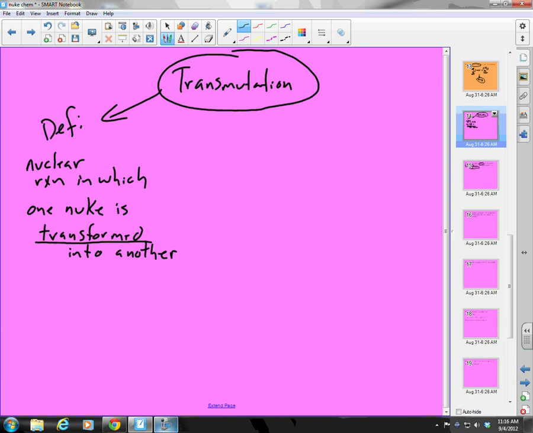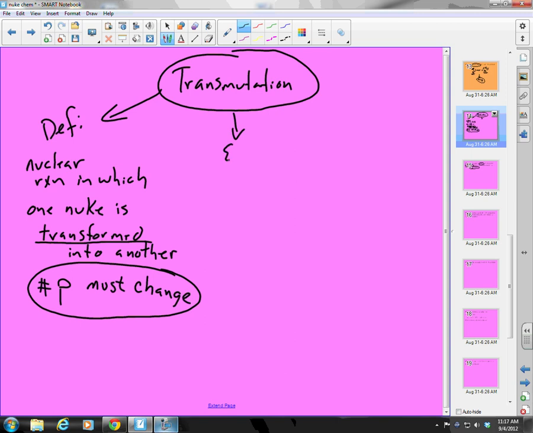That means what? The number of protons must change. Got it? Remember, my element is determined by the number of protons. If the number of protons changes, then I have a transmutation. So what are some examples of things that are going to make the number of protons change? Well, what kind of radiation?